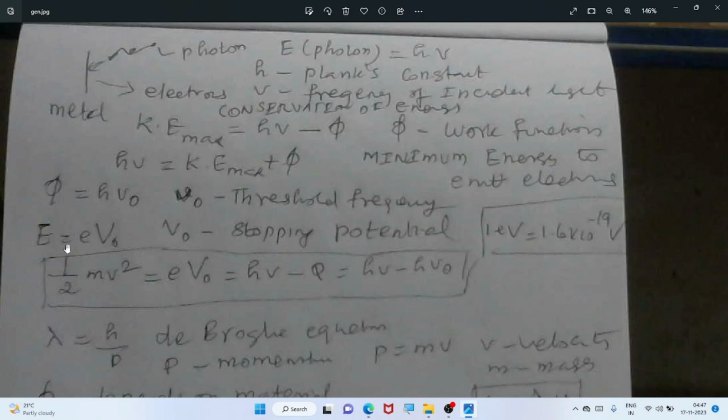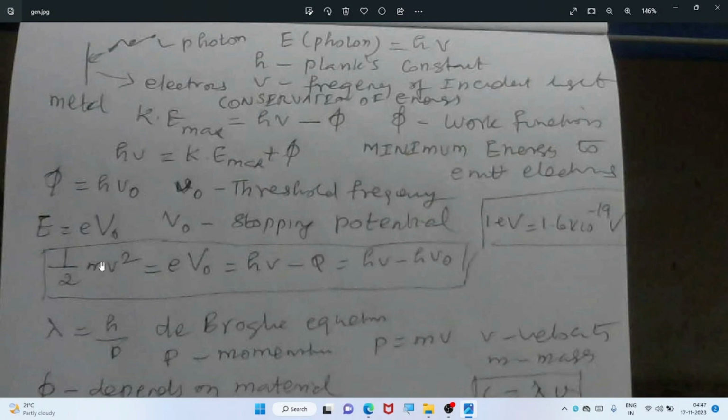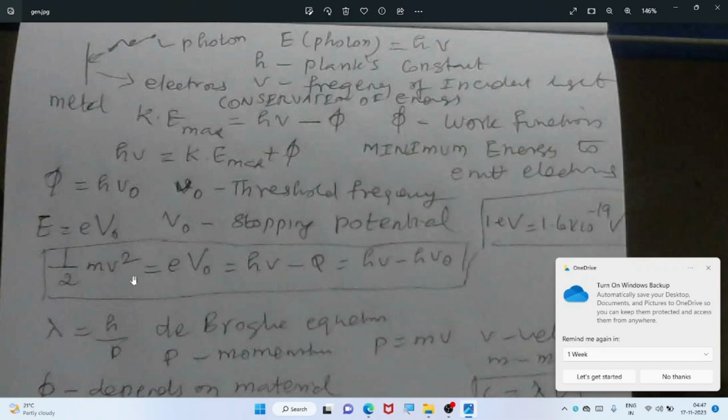You can also express the energy in terms of the stopping potential. Here capital V naught is the stopping potential, and the frequency is small v. 1 electron volt equals 1.6 times 10 power minus 19 joule. This is the conservation of energy equation: the kinetic energy of the emitted electrons, in terms of stopping potential, equals the incident energy minus the work function, where phi equals h v naught.